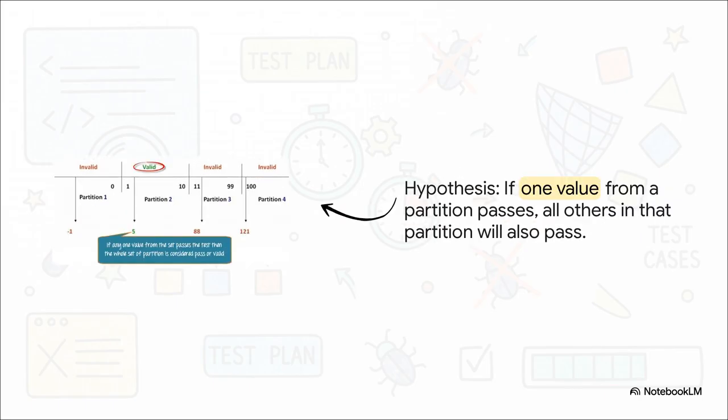Simple, right? And here's where the magic happens. We can now make a really powerful assumption. If we test just one value from a partition, let's say we test ordering 5 pizzas, and that test passes, we can be pretty darn confident that ordering 2 or 7 or 9 pizzas is also going to work. This simple idea is what lets us slash our workload.